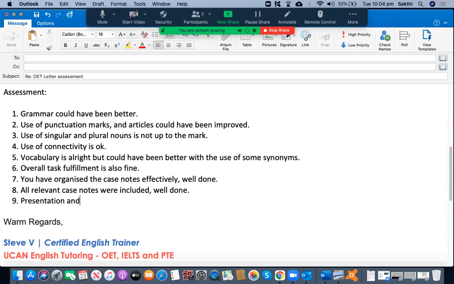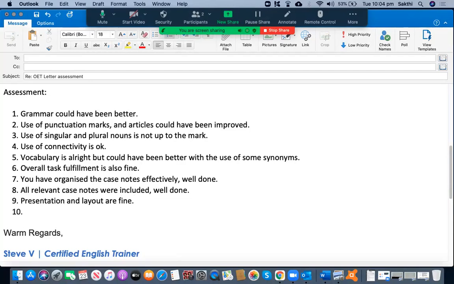Presentation and layout are fine. You were able to give blank lines between two sections, and you presented the paragraphs correctly. I'm happy with that. Overall task fulfillment is also good.